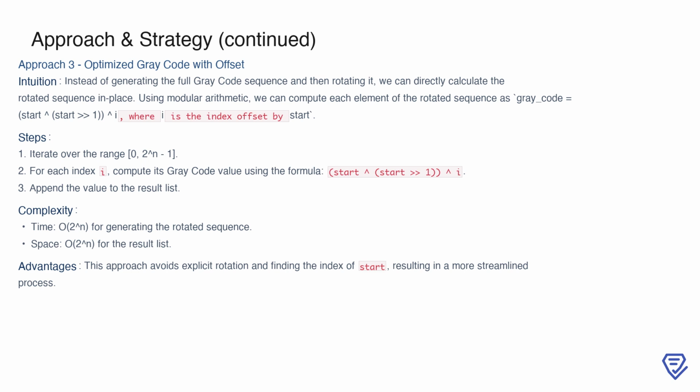Using the formula i XOR (i >> 1) XOR start, where i represents the position in the sequence, we can directly compute the gray code values adjusted for the start offset. This eliminates the need for explicit rotation and the overhead of finding the index of start in a pre-computed sequence. The process involves iterating through the range 0 to 2 to the power of n minus 1, computing the gray code values for each index, and appending them to the result.